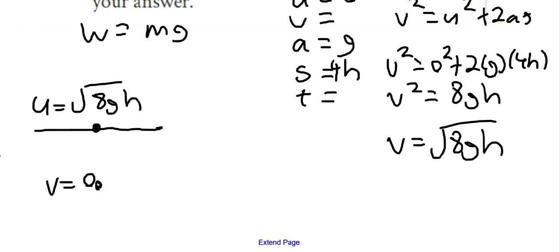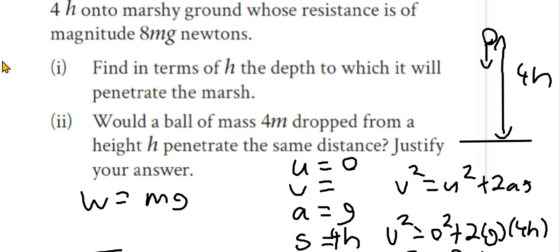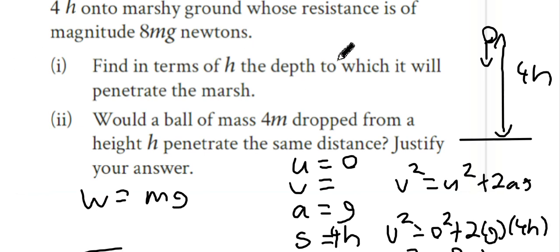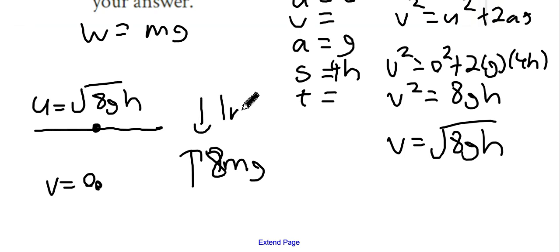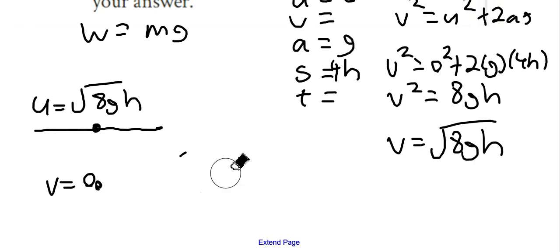Is that okay? Now, find in terms of h the depth to which it will penetrate the marsh. So that basically means the final velocity is 0. Here's what we're thinking. It's 8mg up and 1mg down, so your weight minus the resistance. Who's winning that battle? 8mg is winning that. So there's going to be a net deceleration of 7mg.